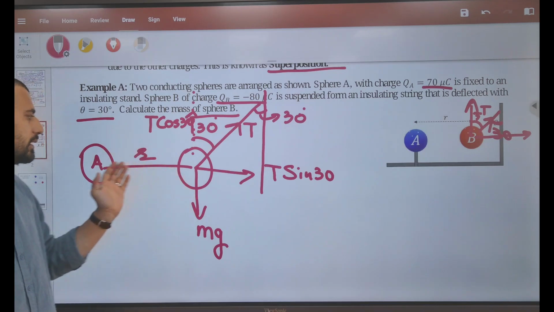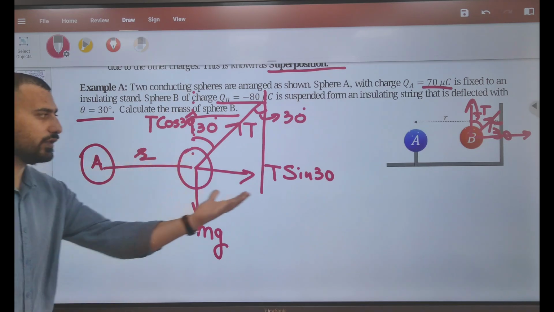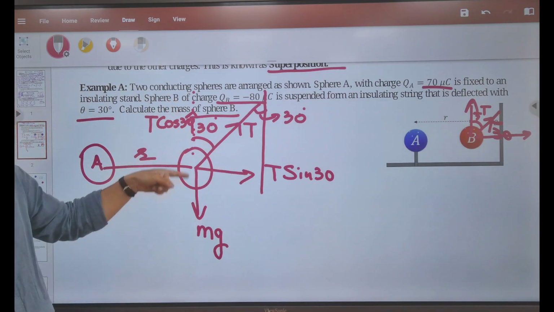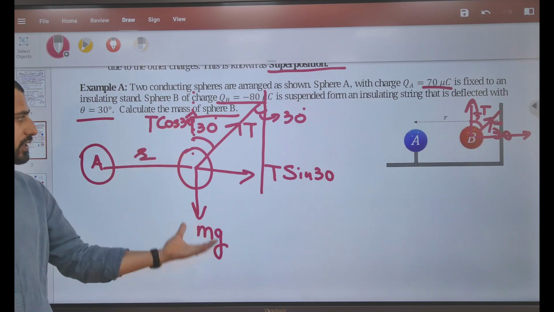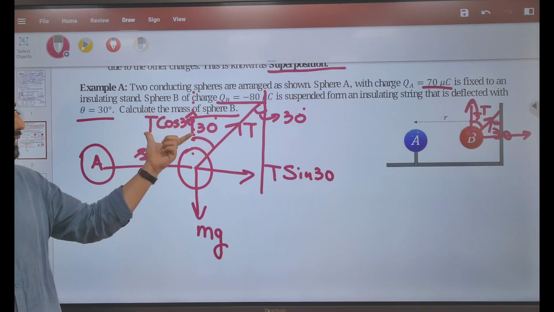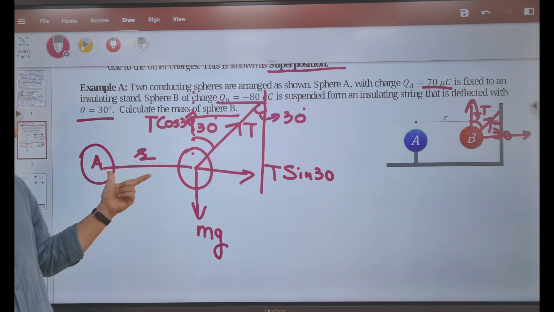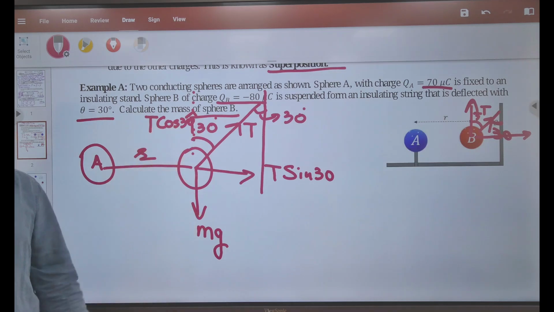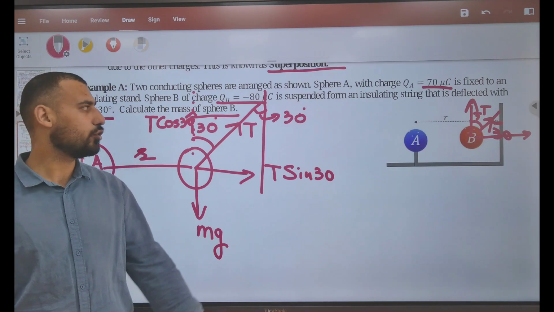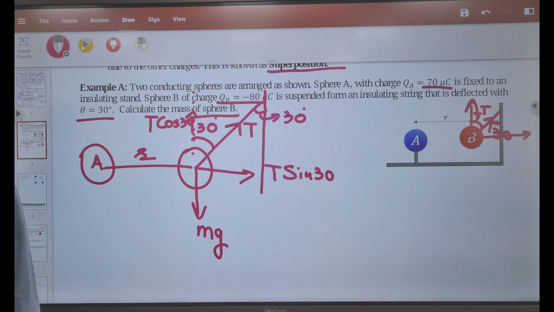So that means the force between these two will be equal to T sin theta. And mg will be equal to T cos theta. Is that fine? You find T cos theta, you find T sin theta, equate them to these, and then you find m. Because you just have to find the mass. Try to solve this question at your places, and tomorrow we'll be starting with the same. Is that fine?